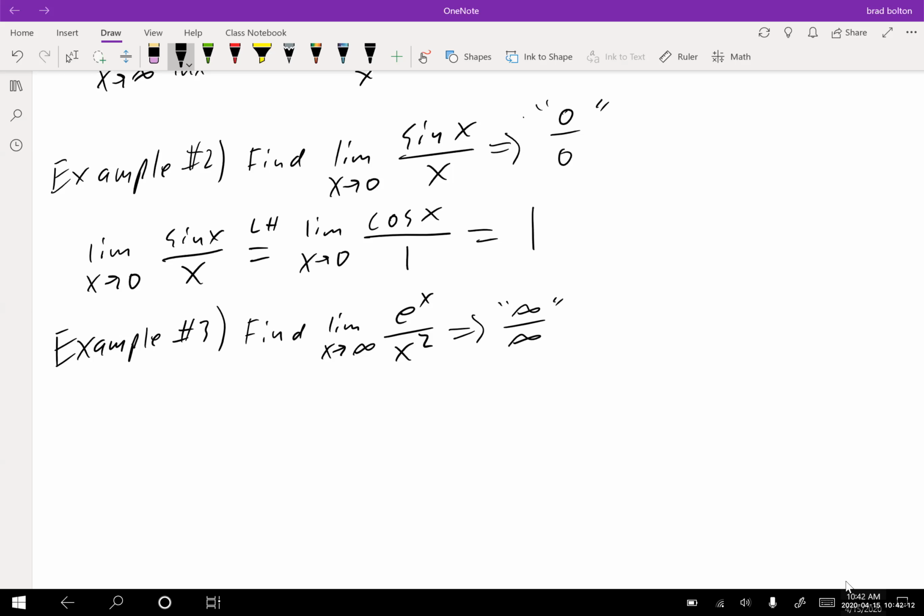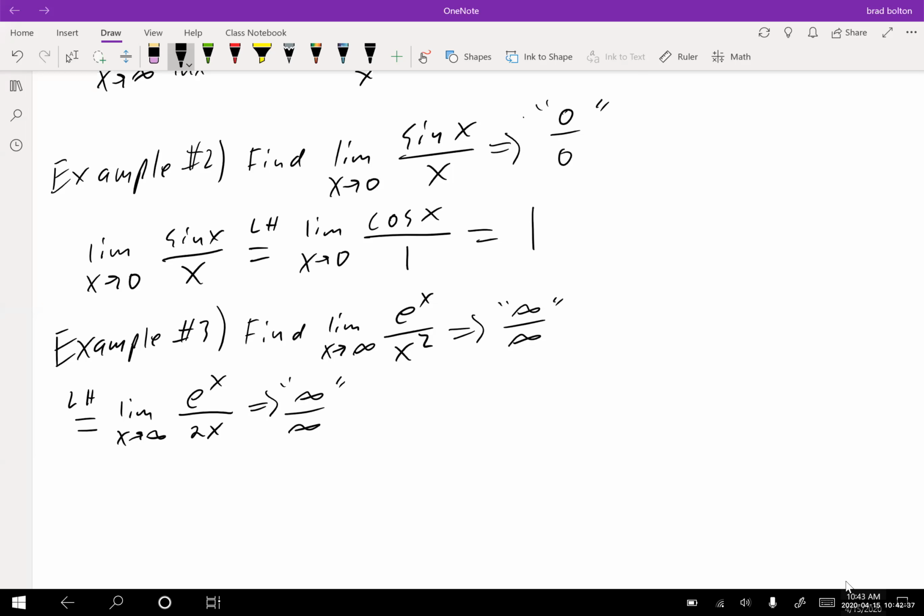So we're going to say, okay, well then L'Hopital's applies. You could even jump to it now and start skipping a few steps. You could say, well, let's do L'Hopital's. And we know the limit as x approaches infinity of e to the x, the derivative of e to the x is e to the x, and the derivative of x squared is 2x. But here's the problem. This is still infinity over infinity.